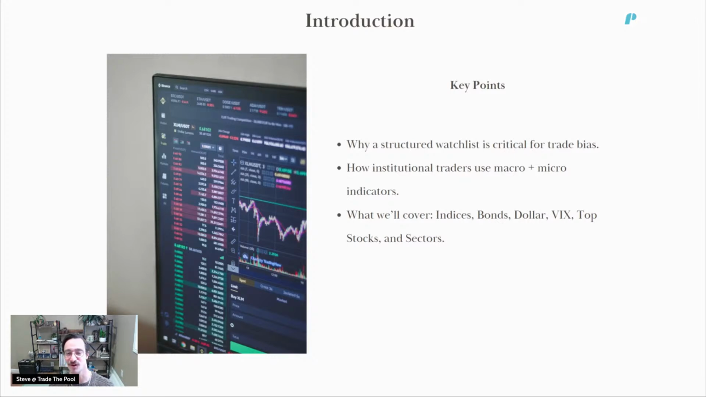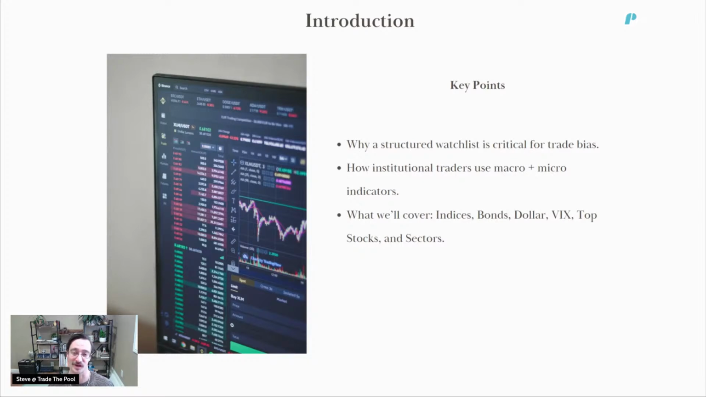We're basically going to be talking about how institutional traders use macro plus micro indicators. So, there's all sorts of things like we talked about bonds and the dollar being more of a macro indicator, and then maybe VIX being short term, kind of watching the intraday stuff or the sectoral rotations intraday.